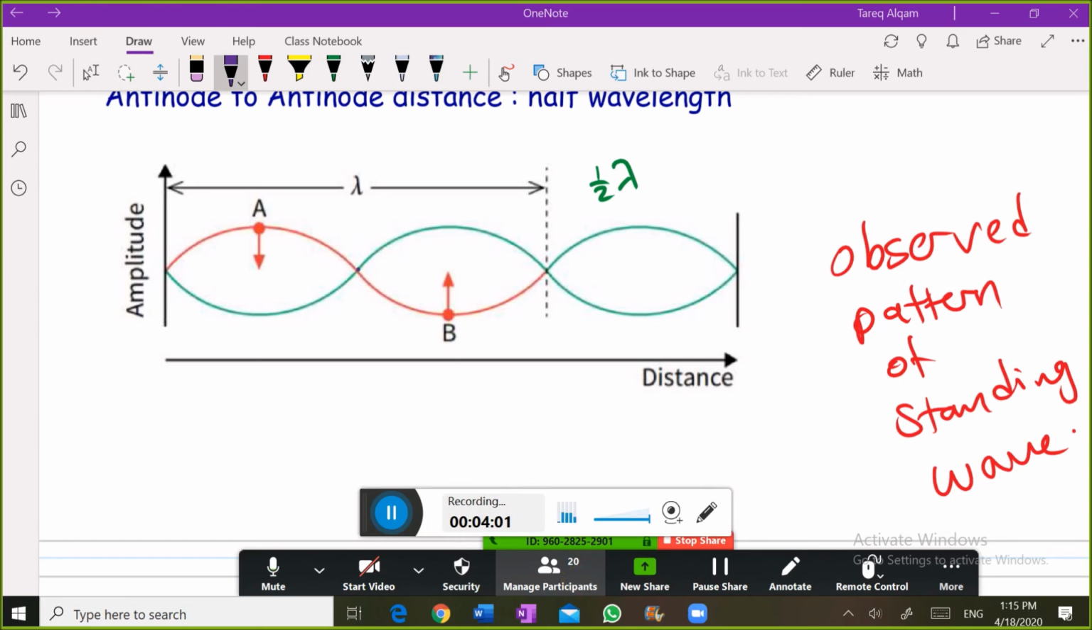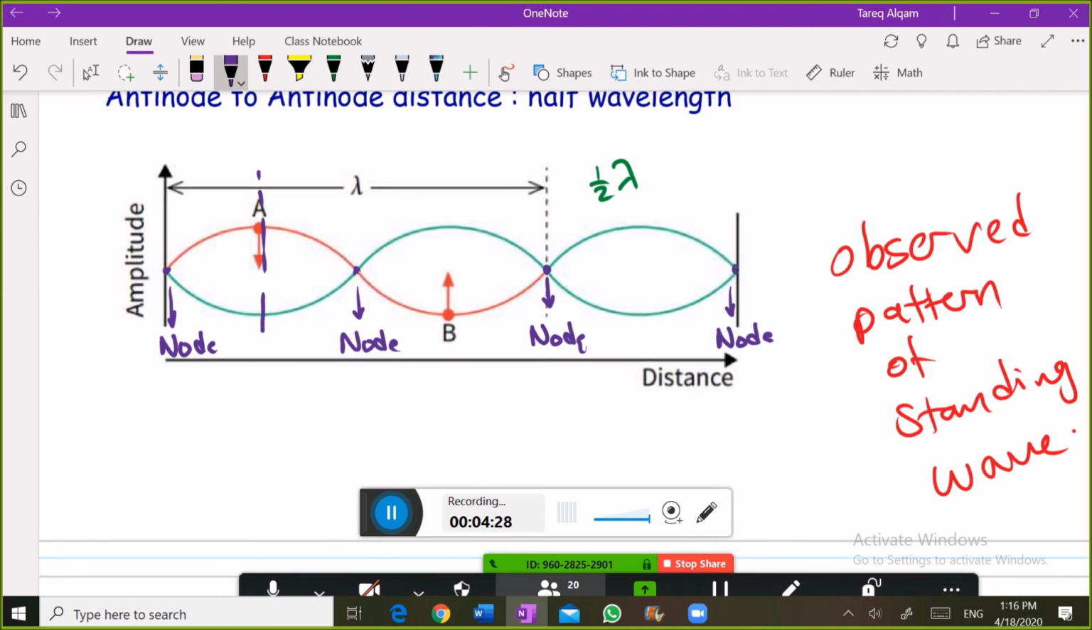Guys, this is called a node. This is a node. This is a node. These are nodes, guys, and you will be asked to determine these nodes. These points are called antinodes.